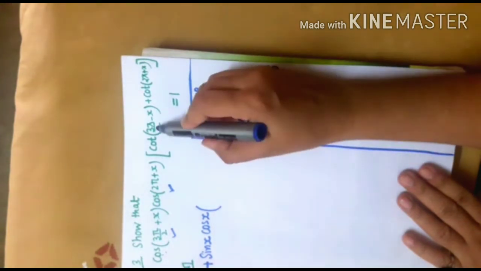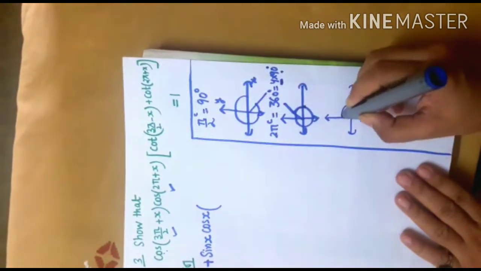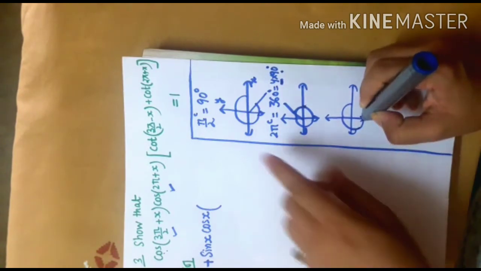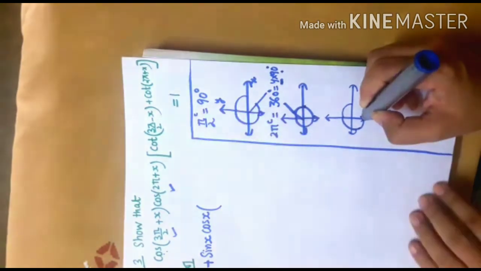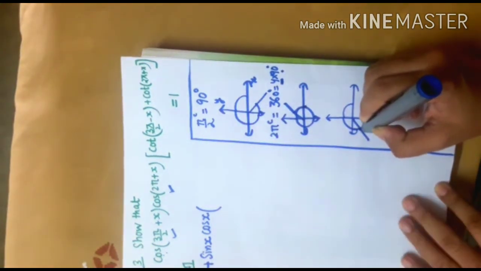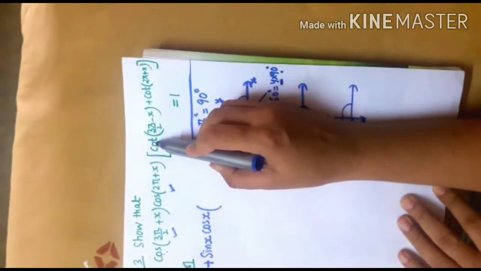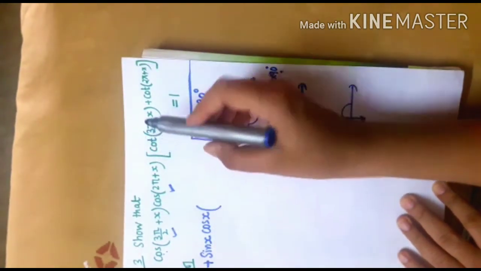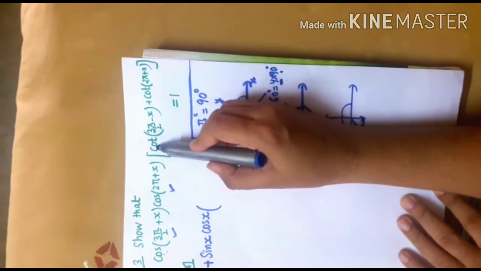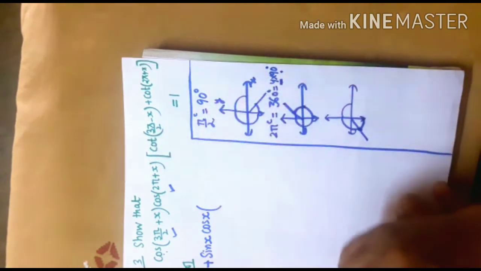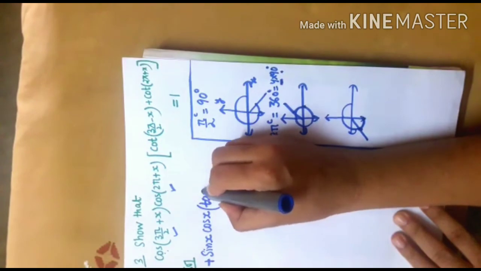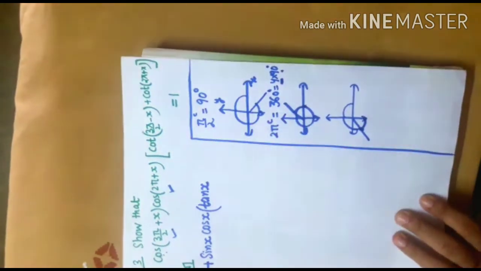3 pi by 2 minus x. Now 3 pi by 2 means 3 90s. First 90, second 90, third 90, right? Third 90 minus x here. That means I will land in the third quadrant. In the third quadrant, cot is positive, right? And as 3 is odd, cot, that means cotangent, will be converted into its complementary trigonometric function, which is tangent. So I'll get tan x.